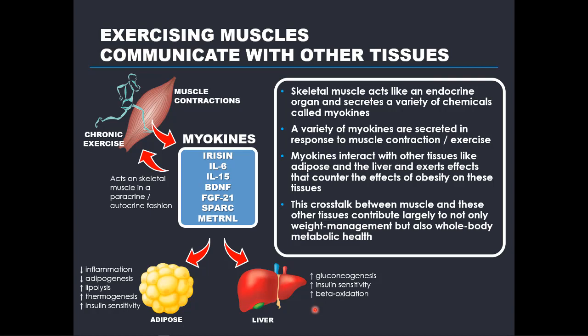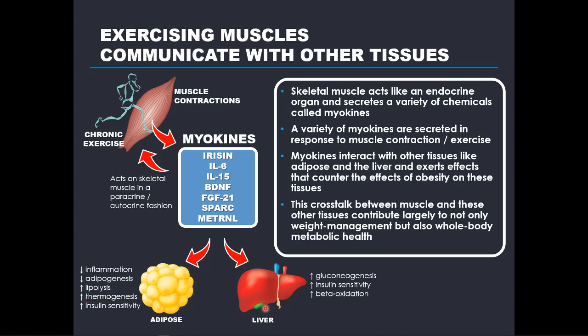Some of the effects of these myokines in adipose include decreased inflammation, decreased adipogenesis, which is the formation of adipose cells, increased lipolysis, which again is the breakdown or catabolism of fat stores like triglycerides, increased thermogenesis, which is an increase in energy expenditure by adipose cells, the opposite of energy or fuel storage, and increased insulin sensitivity, which we said in our initial lecture series was negatively affected by obesity. Now, all of these effects, as shown here, are collectively anti-obesogenic and conducive to better weight control.